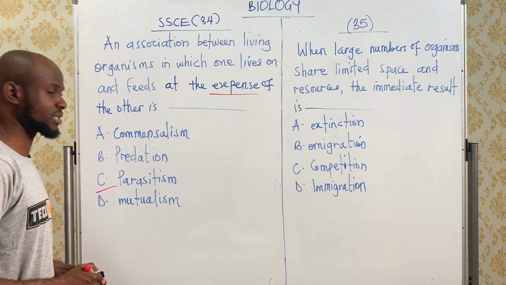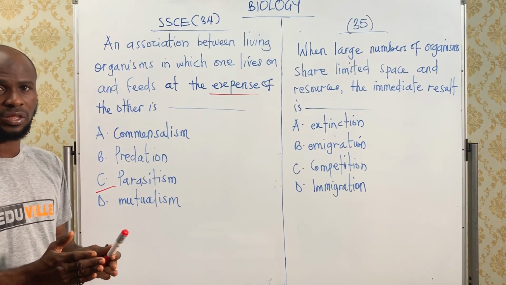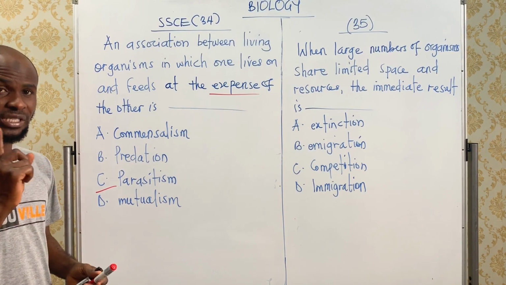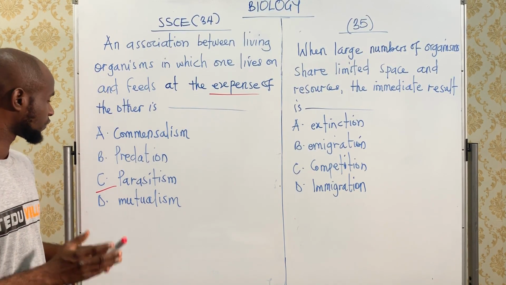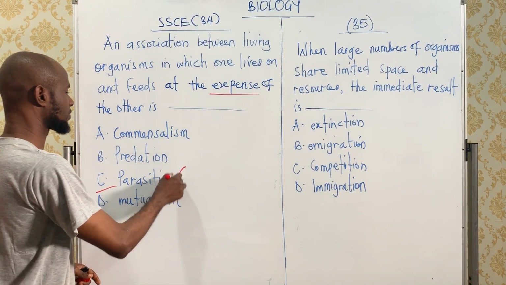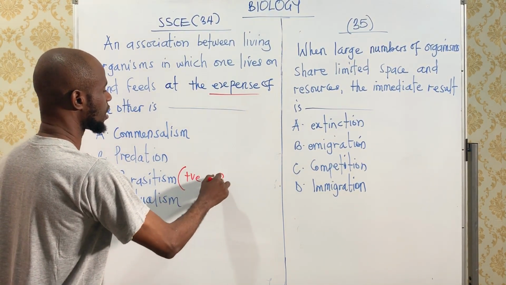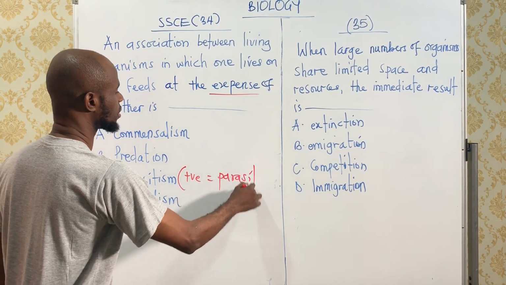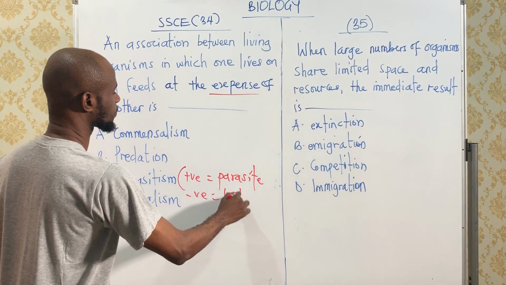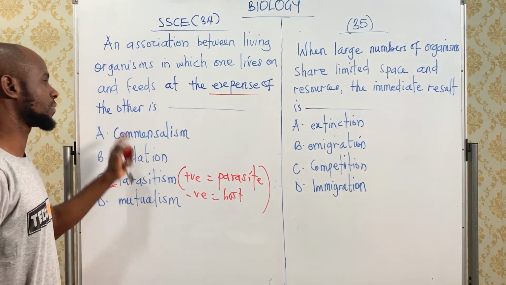So what is parasitism? It is a living together in close association between organisms of different species. Take note of that. Of different species, of which one benefits, which is the parasite. The parasite benefits, as a positive. And the other is harmed. That is the negative, that is the host. So the answer here is parasite, because we say at the expense of the other.